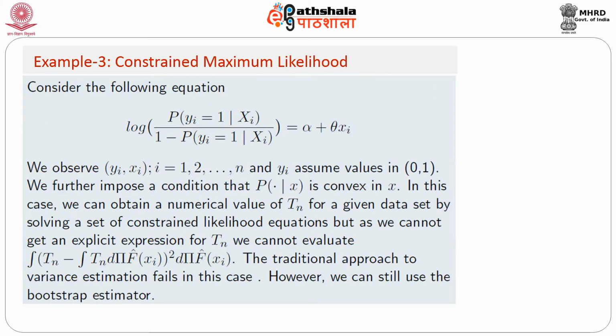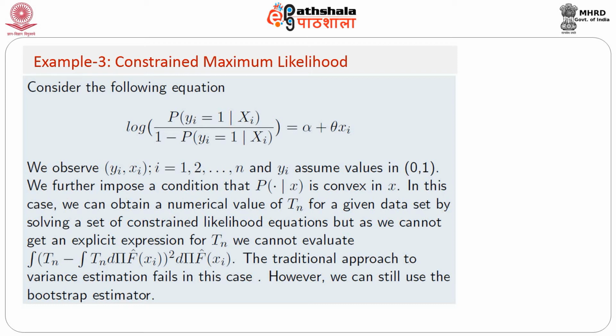Now, consider a more complicated form where we are interested in, say, constrained maximum likelihood. For example, we are interested in the equation log of probability yi equal to 1 given xi, over 1 minus probability yi equal to 1 given xi, equal to alpha plus theta xi. Note that this is nothing but a logistic equation with covariate xi and yi taking the values 1 and 0. We observe the paired observations (yi, xi), i runs from 1 to n, and yi assumes 0 or 1. Now, suppose a further restriction is imposed, which says that the probability of y given x is convex in x.